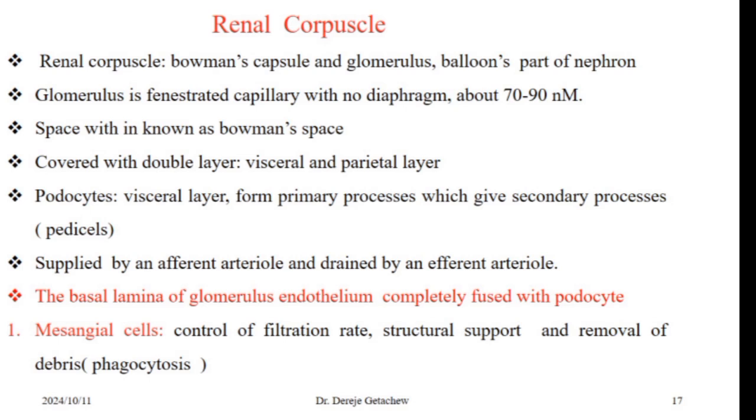And we have cells known as podocytes that form the visceral layer of this Bowman's capsule. These cells form primary processes, which in turn give secondary processes known as pedicels. The renal corpuscles are supplied by an afferent arteriole and they are drained by an efferent arteriole. But an important thing to note here is that the basal lamina of the glomerular endothelium completely fuses with the podocytes.